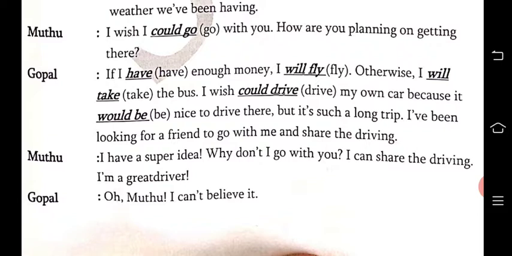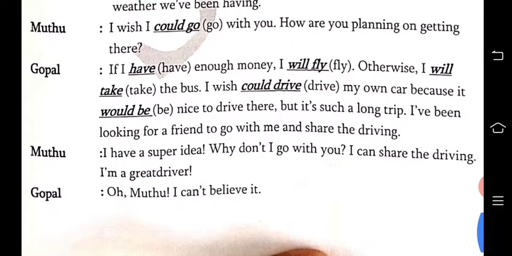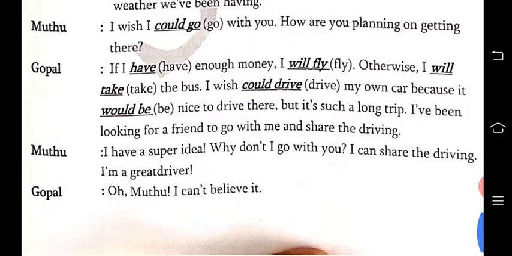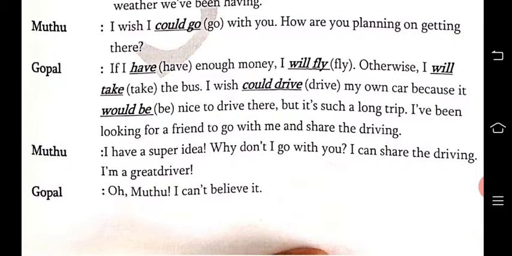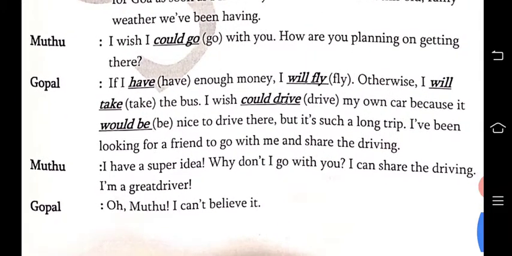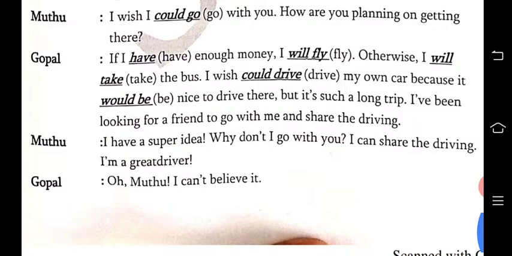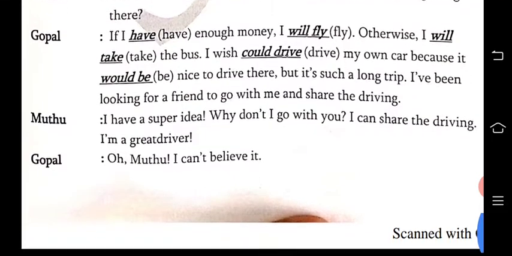I have been looking for a friend to go with me and share the driving. I have a super idea. Why don't I go with you? I can share the driving. I am a great driver. Oh Muthu, I can't believe it.